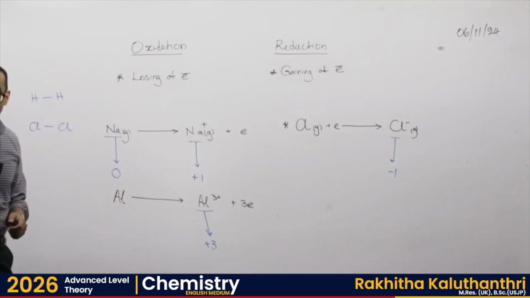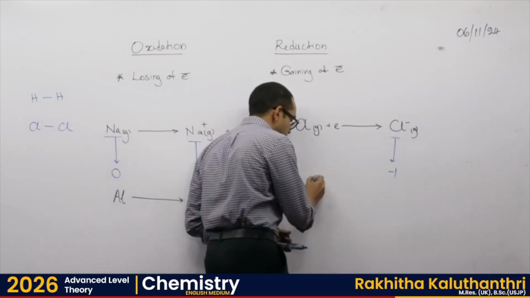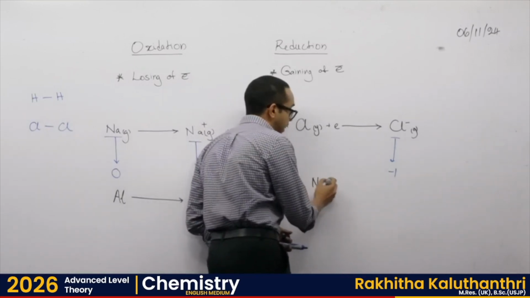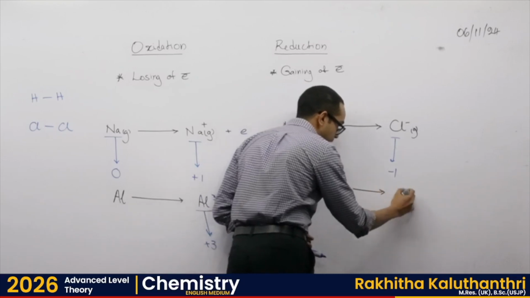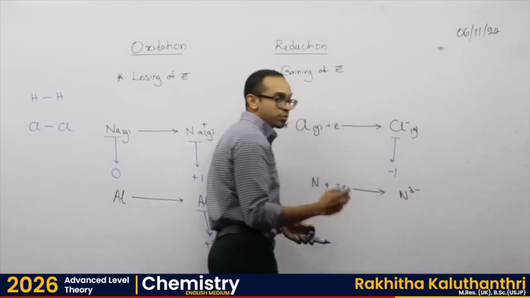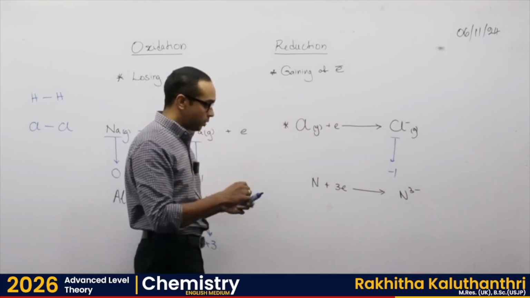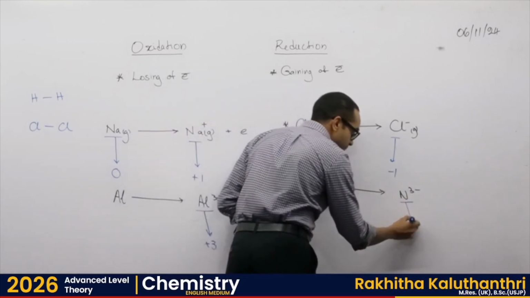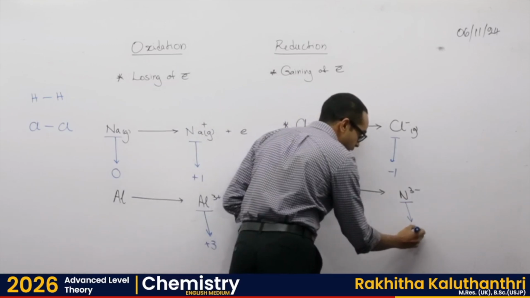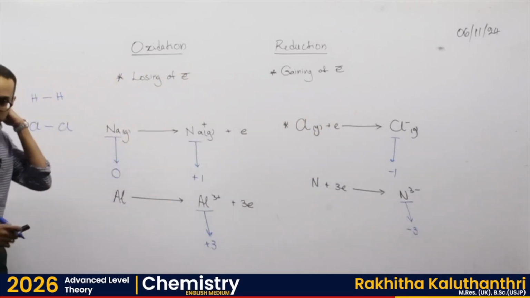Is that clear? Over here, let's say something like nitrogen. Nitrogen atoms can take 3 electrons and form nitride ions. I'm taking 3 electrons because it's a large number of electrons to be taken. So just want to show you that. When it comes to this particular ion, the charge is -3, so their oxidation state would be -3. Is that understood?